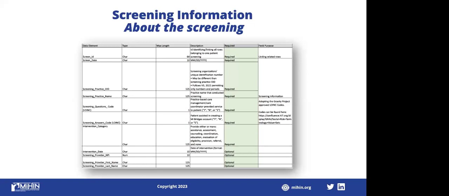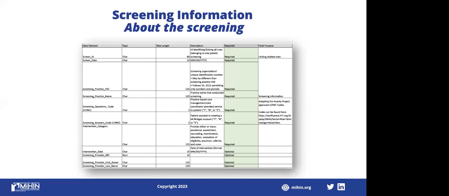Next up is screening practice name and OID, which again is the organization identification number, identifying the practice location to which the screening is attributed. And then the screening questions, codes, and answers are in LOINC code version 2.76, the latest version of LOINC. There are thousands of LOINC codes, and for this use case, we are adopting the Gravity Project SDOH approved LOINC codes, which can be referenced on the link under the field purpose. Now, I'll be going over an example of this during this morning session.